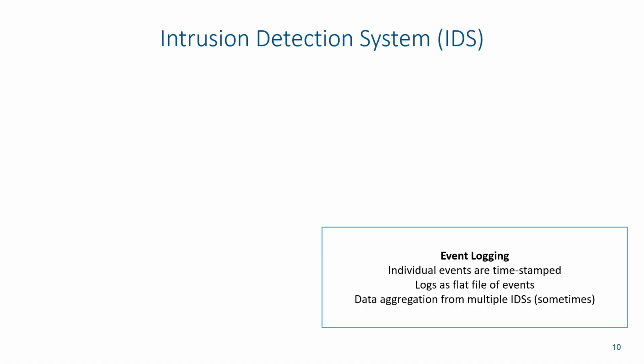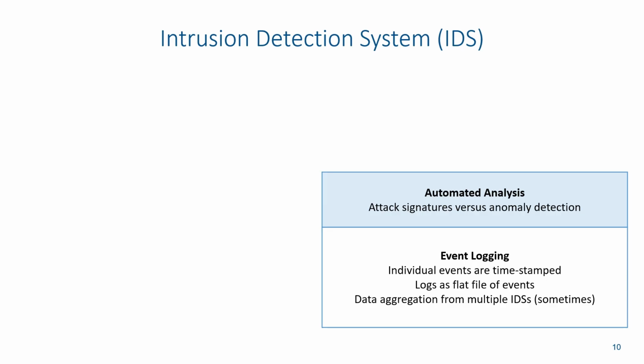A lot of event logging is going to be aggregated from multiple intrusion detection systems, and this aggregation can help us identify suspicious patterns because of the series of events across multiple devices. Additionally, it also helps with automated analysis of events. For example, it identifies attack signatures, which are known attack patterns, so that we can block these, as well as detects anomalies through deviations from what we normally see in historical traffic patterns.